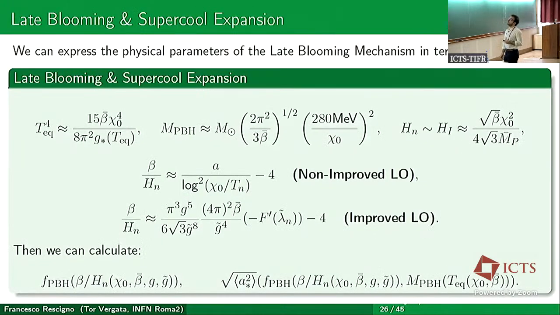Now we are ready to express all the physical parameters of the late blooming mechanism in terms of the parameters of the supercooled expansion. As you can see, we can find an expression for the equivalence temperature, for the mass of the primordial black hole, and the Hubble rate. We have two expressions for the inverse duration, depending on whether we're using the supercooled expansion at the leading order or the improved supercooled expansion at the leading order. And then we are ready to calculate the fraction of primordial black holes and the spin of this primordial black hole.